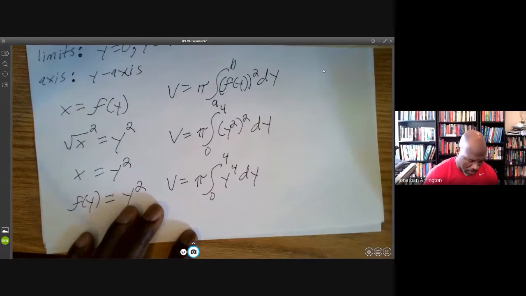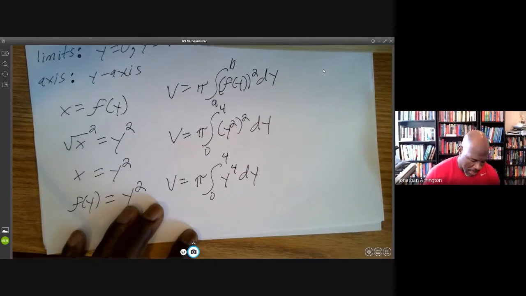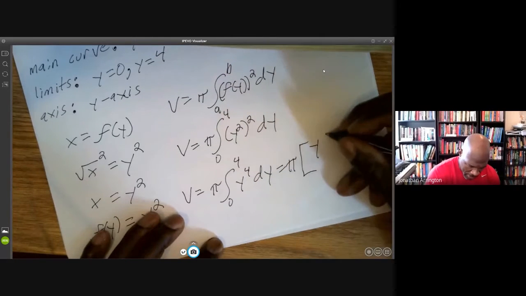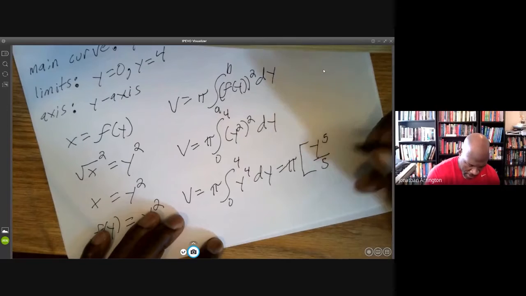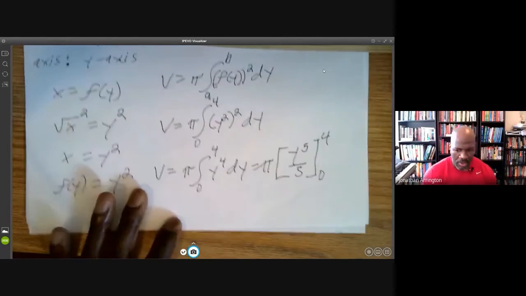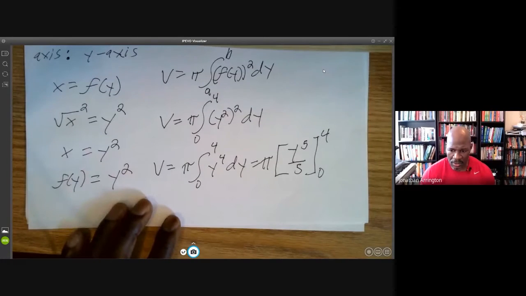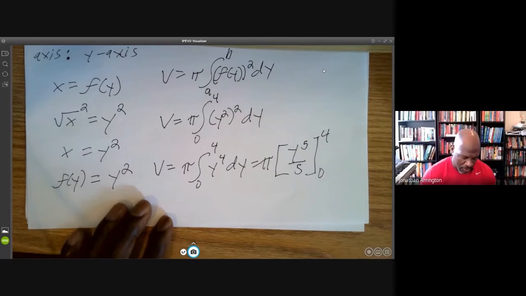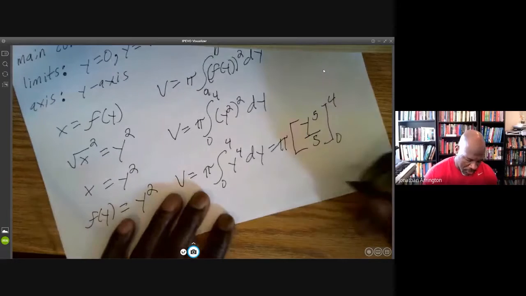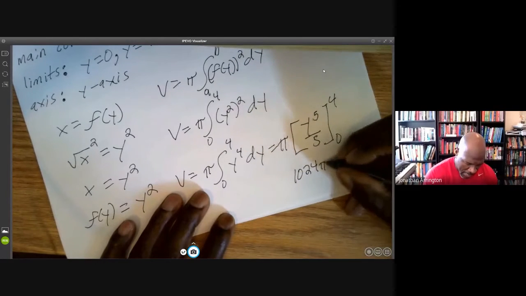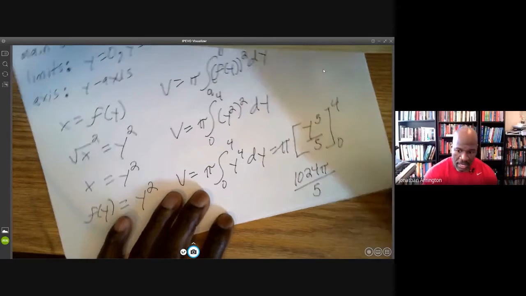So the integral of y to the 4th dy, of course, will be y to the 5th over 5. So this is pi times y to the 5th over 5 to be evaluated from 0 to 4. I don't have to worry about plugging in 0 in this case because 0 to the 5th over 5 is simply 0. And so we just plug in 4. And 4 to the 5th power is 1,024. So this is going to be 1,024 pi over 5.